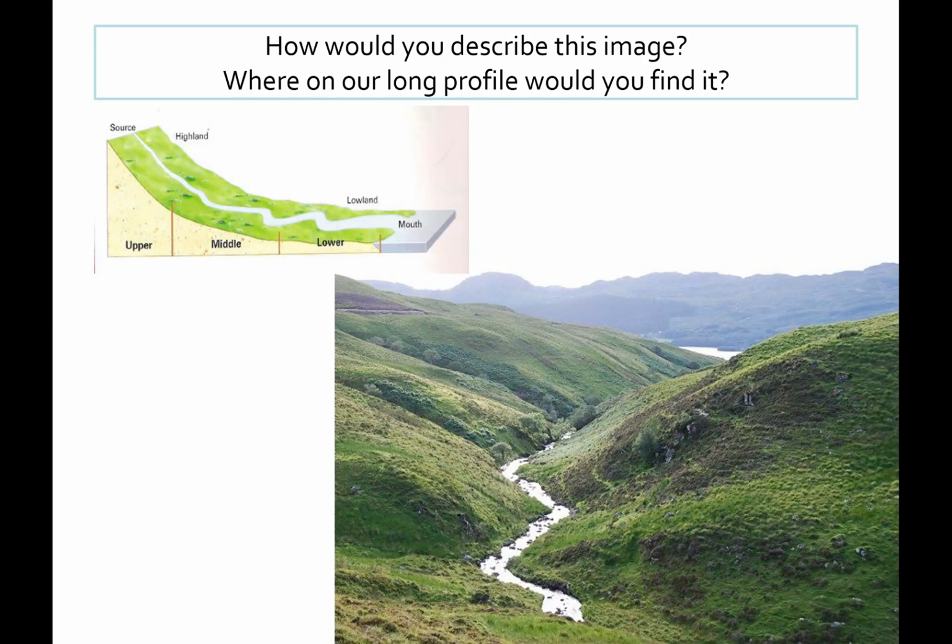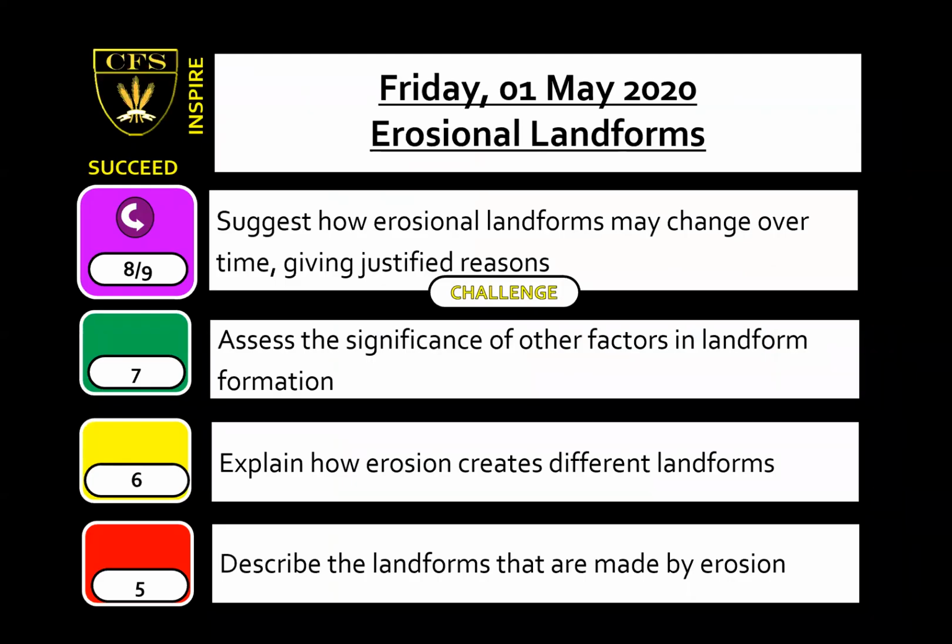So the description of this river, you can see it's got quite a small river, quite narrow, not very deep. It's got quite steep valley sides. Therefore, we would expect to find it somewhere in the upper course, so somewhere near where the river starts, near its source.